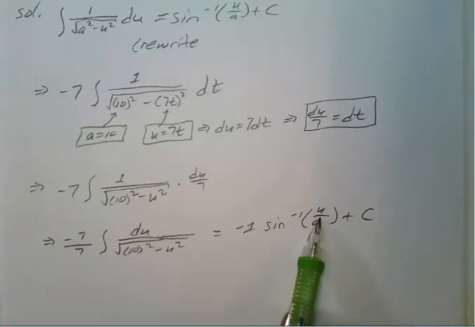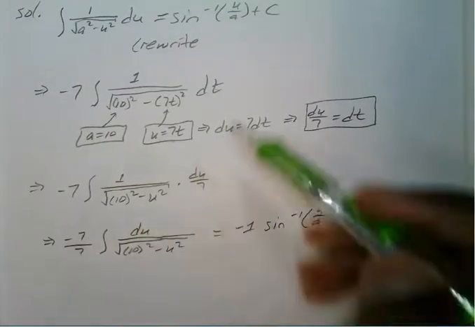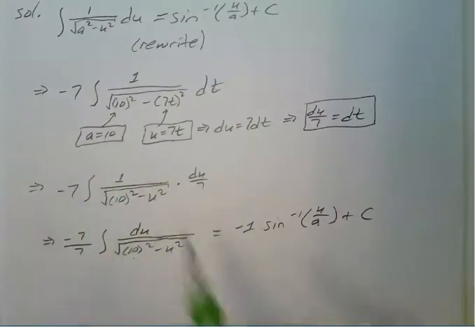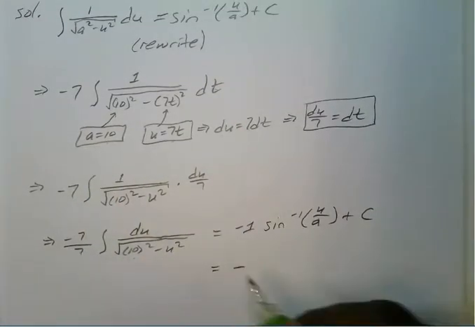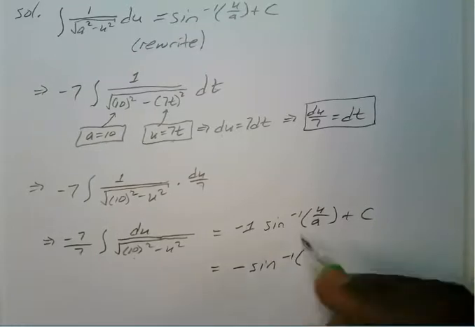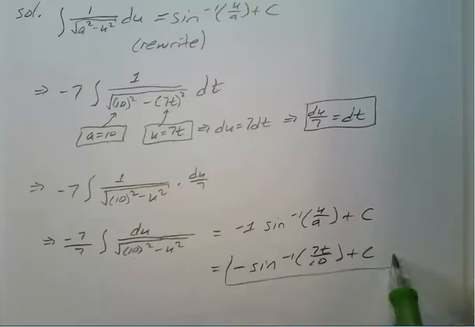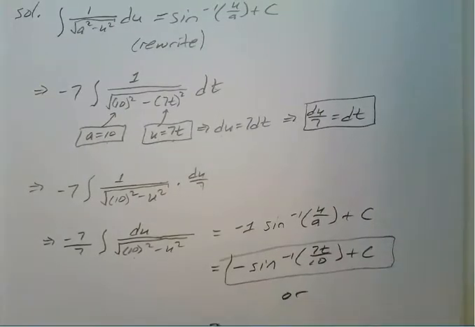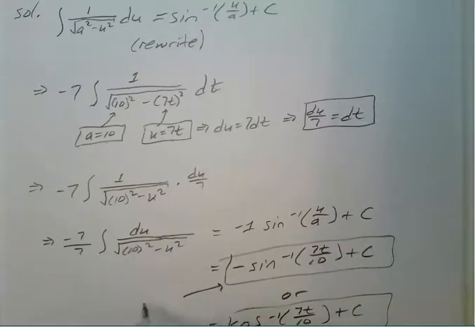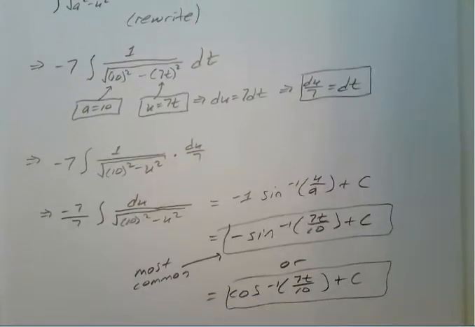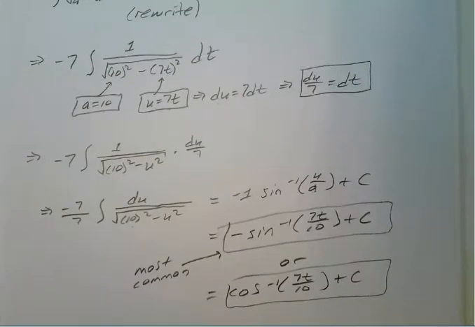Okay, so we know that our u is equal to 7t. We know our a is equal to 10. So that's negative 1, or you can just put negative sine inverse of 7t over 10 plus c. Or you can change the sign of the coefficient and just make that cosine inverse of 7t over 10 plus c. And again, this is the most common. Not the only form of the answer, but the most common.